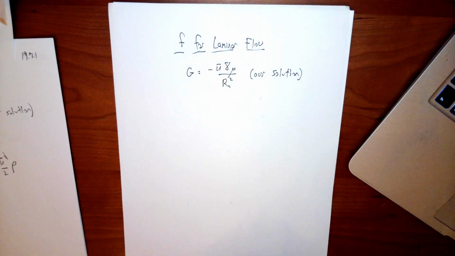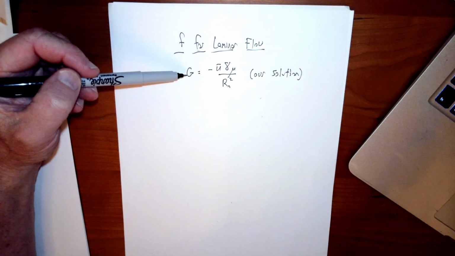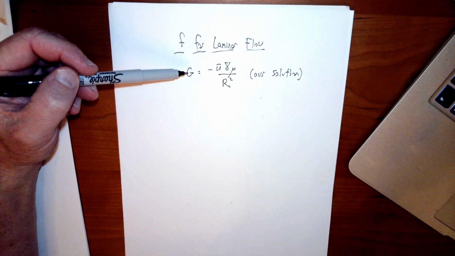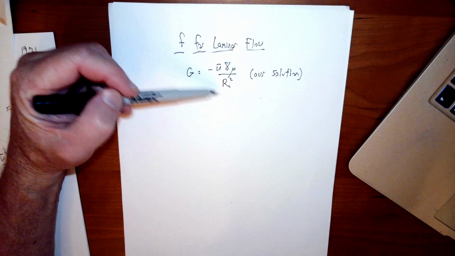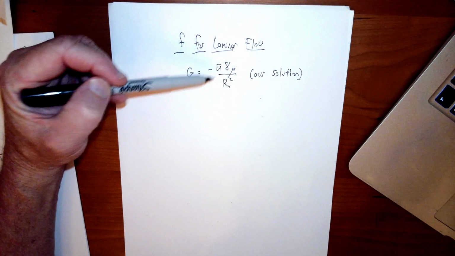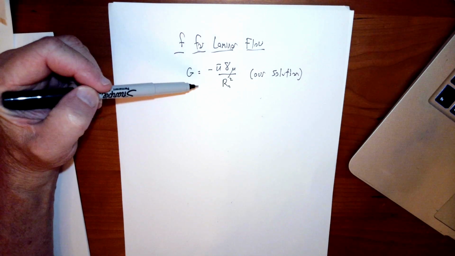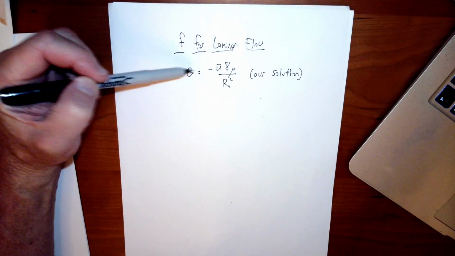So we have a relationship to relate the pressure drop to the friction factor, but now we need to find some friction factors. So we're going to start by just looking at the friction factor for laminar flow. And we have a solution for laminar flow that relates the pressure drop. Remember, this was the pressure gradient to things like the average velocity, the viscosity, and the pipe diameter. So again, this is for circular pipe flow, and we're looking at the pressure gradient here.